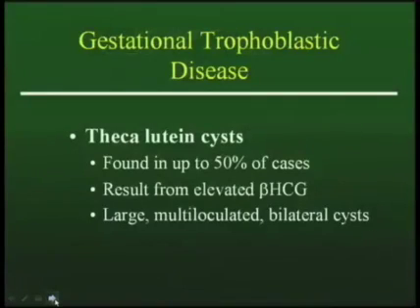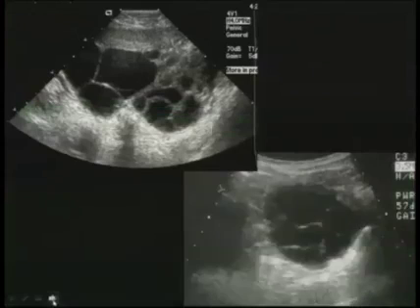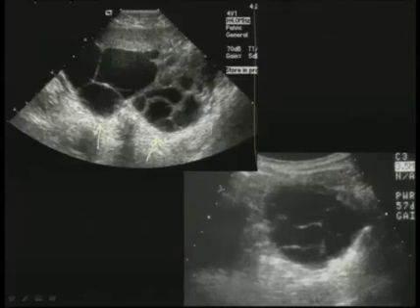Often seen in conjunction with these molar pregnancies is an abundance of cysts within the ovaries, these so-called theca lutein cysts. You see those in approximately 50% of cases. And they are basically, by ultrasound, large multilocular bilateral cysts. And here's a couple of examples. In a molar pregnancy, you can see that the ovaries contain multiple large cysts on both sides. And here's the one on the other side.